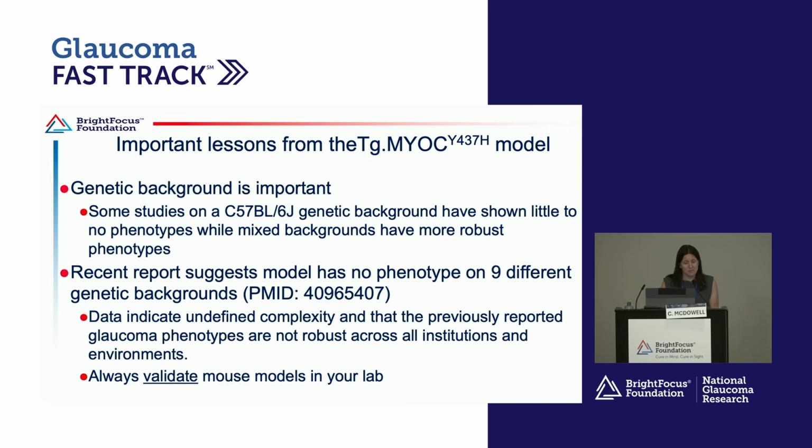Because some studies where this mutation was placed on the BL/6 genetic background showed little to no phenotypes, while when the mutation was on various mixed genetic backgrounds, they had a more robust phenotype. And just in the last month or two, there's been a recent report that suggests that this model does not have phenotypes on 9 different inbred genetic backgrounds. And that data really indicates that there's an undefined complexity and that the previously reported glaucoma phenotypes may not be robust across all institutions and environments.